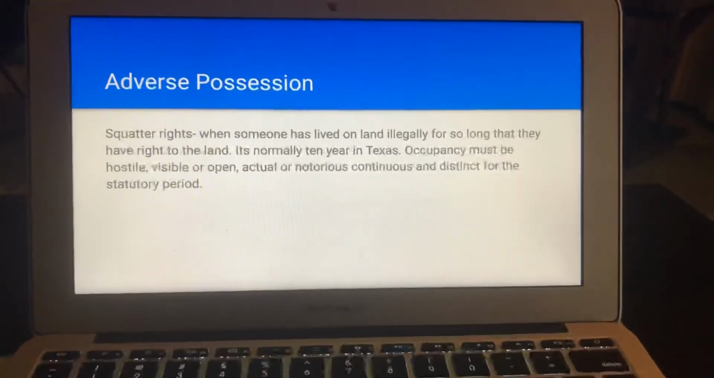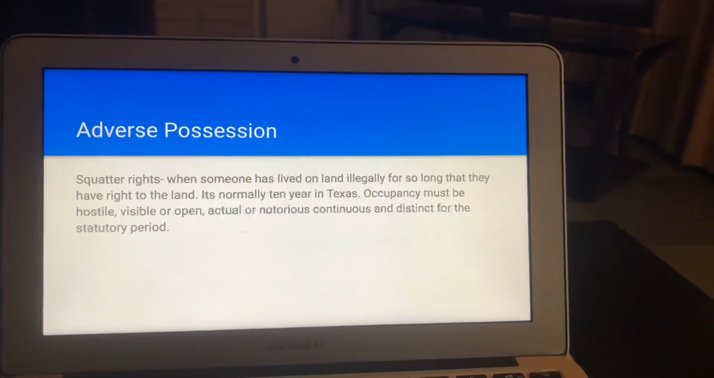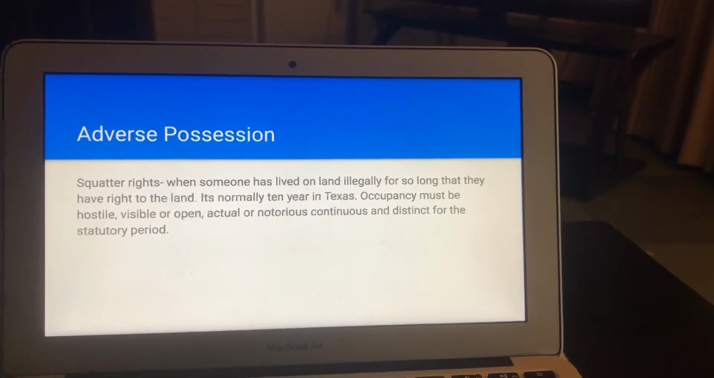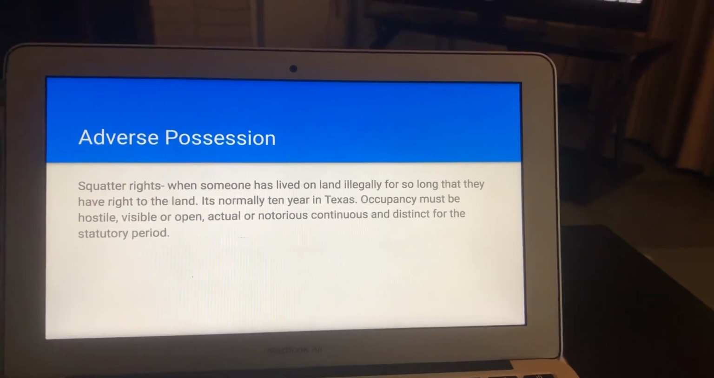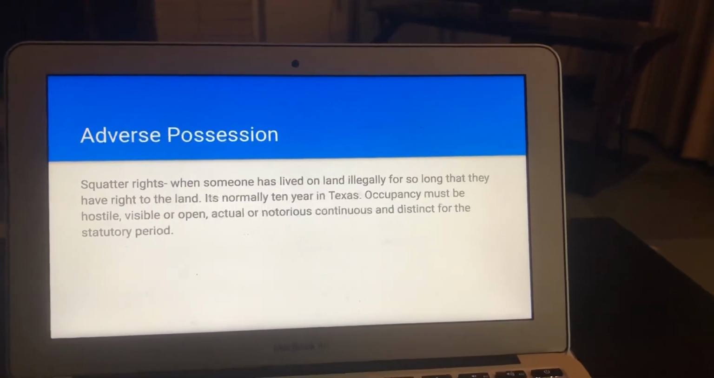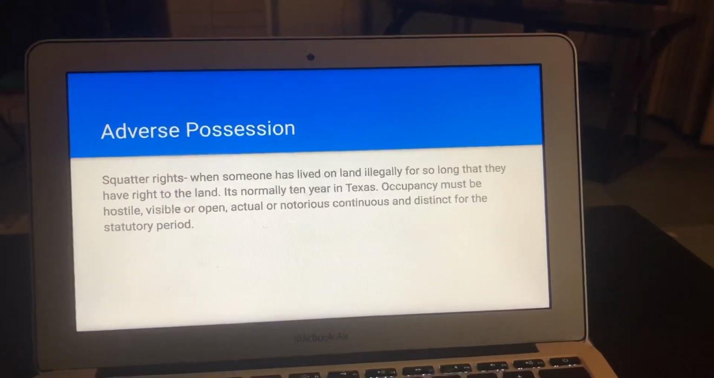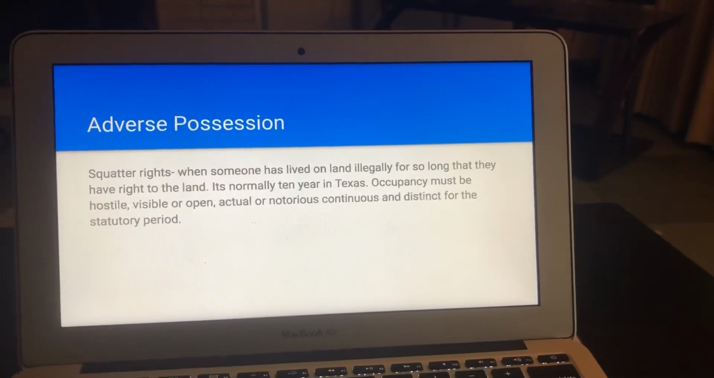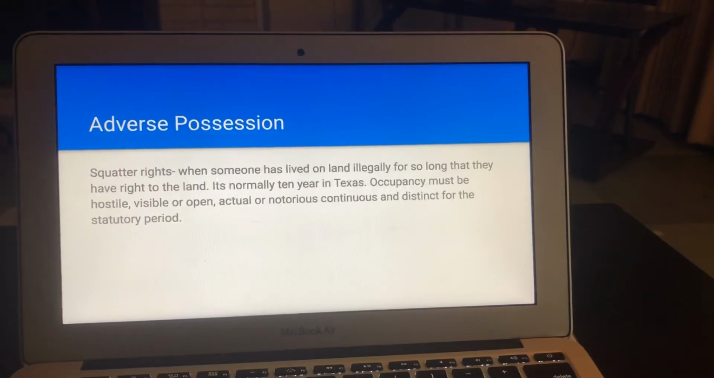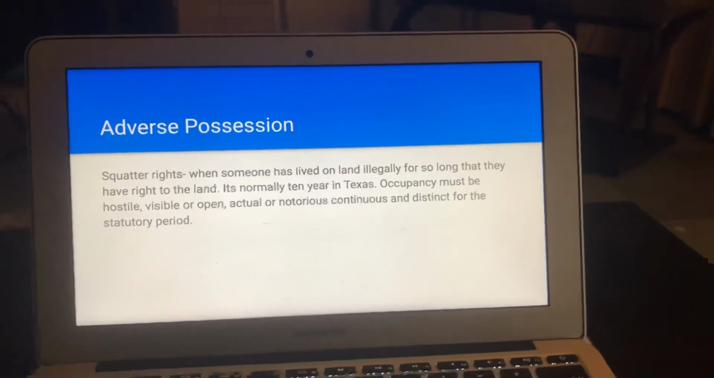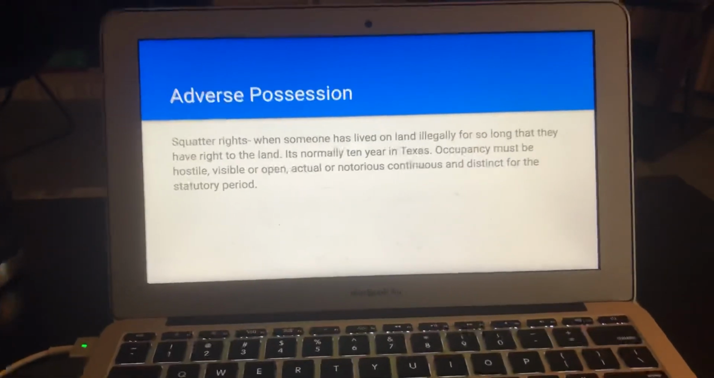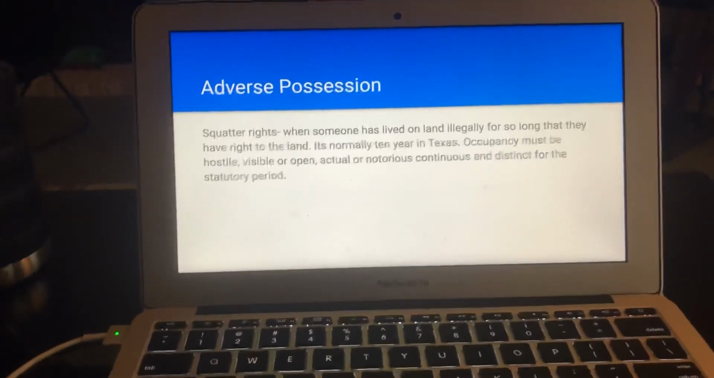Adverse possession. Adverse possession is also called squatter's rights. It's when someone lives on a land illegally for so long that they have a right to the land. In Texas, it's normally for 10 years. In other states, it can be 20 years. Occupancy must be hostile, visible or open, actual or notorious, continuous, and distinct for the statutory period. So basically, if someone is living on your land and you don't do anything about it for a certain amount of time, according to the laws in that state, that person could take your land.